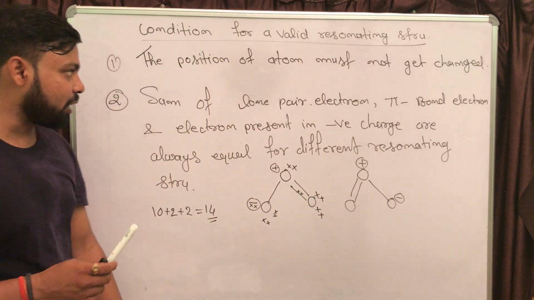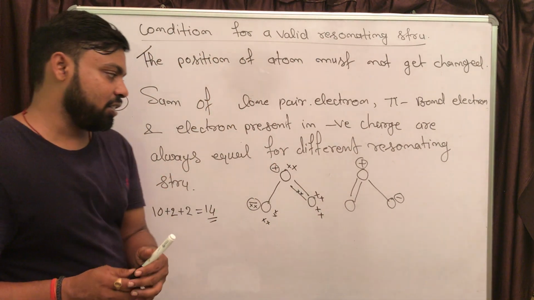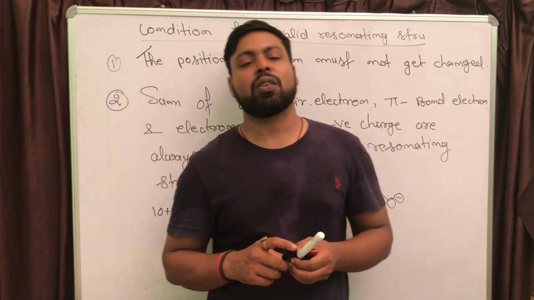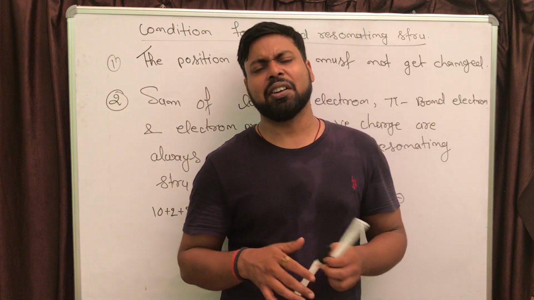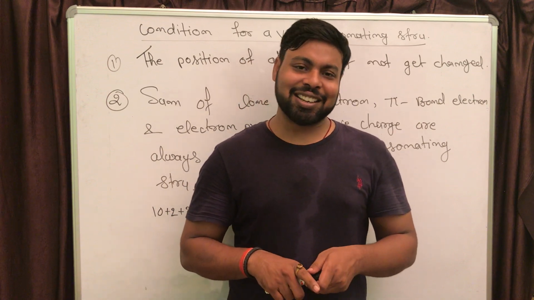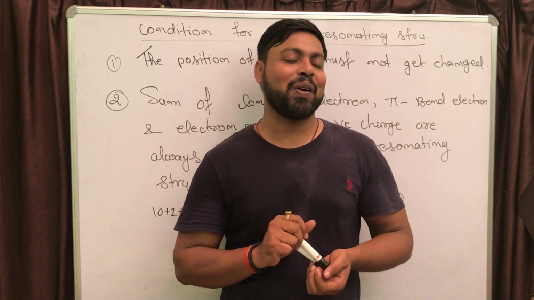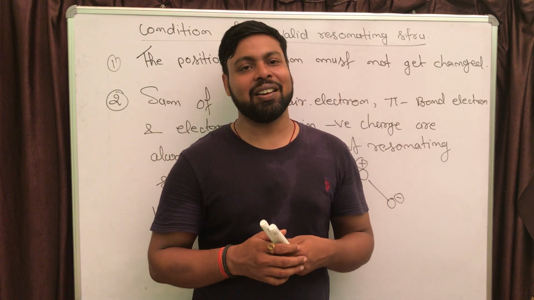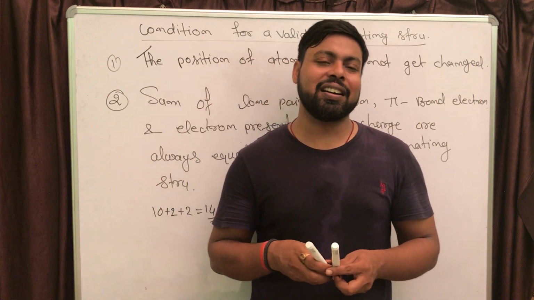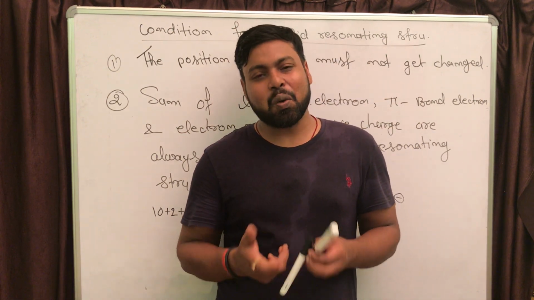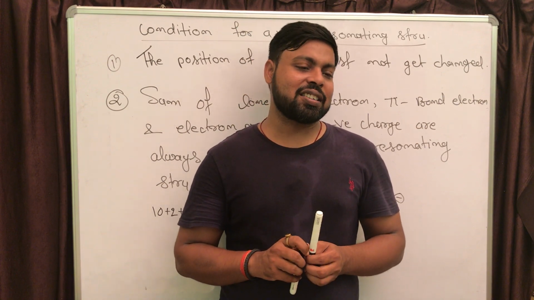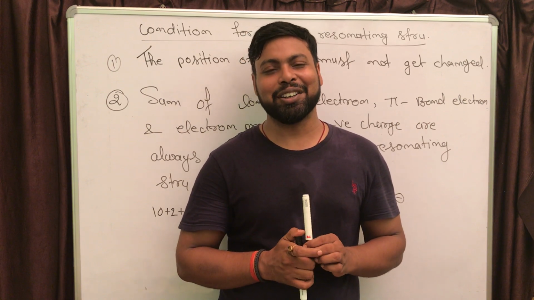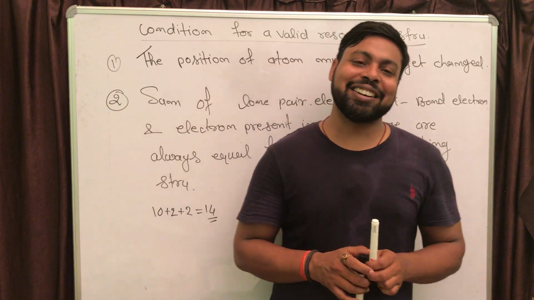So remember these points too. First one is that the position of atoms cannot be changed, and second one is that the sum of lone pair electrons, negative charge electrons and pi bonded electrons must be constant, must be equal in all structures. So this is it for today's class. We have almost completed all the theoretical portion of resonance. In the next class we'll see what are the conditions required to draw a resonating structure, and also we'll look at some questions based on stability of resonating structures, right? So let's meet in the next class. Bye bye.